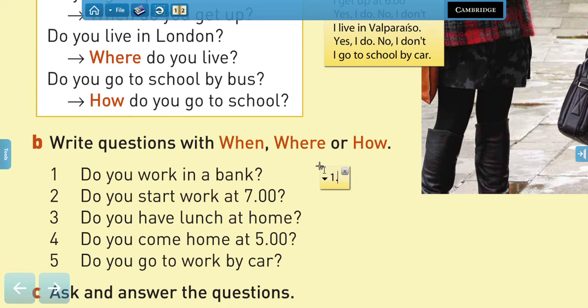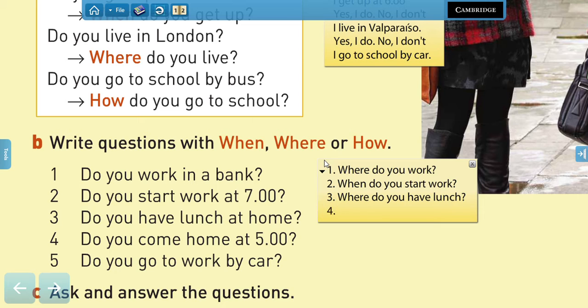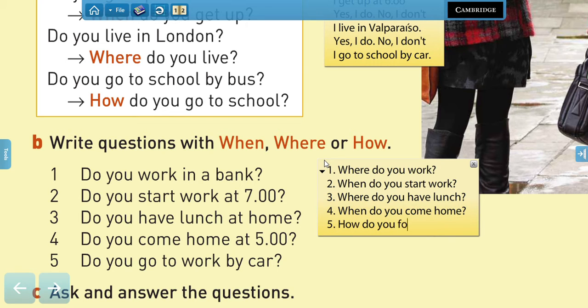For number 1, we have, where do you work? We're talking about places. When do you start work? Where do you have lunch? When do you come home? How do you go to work?